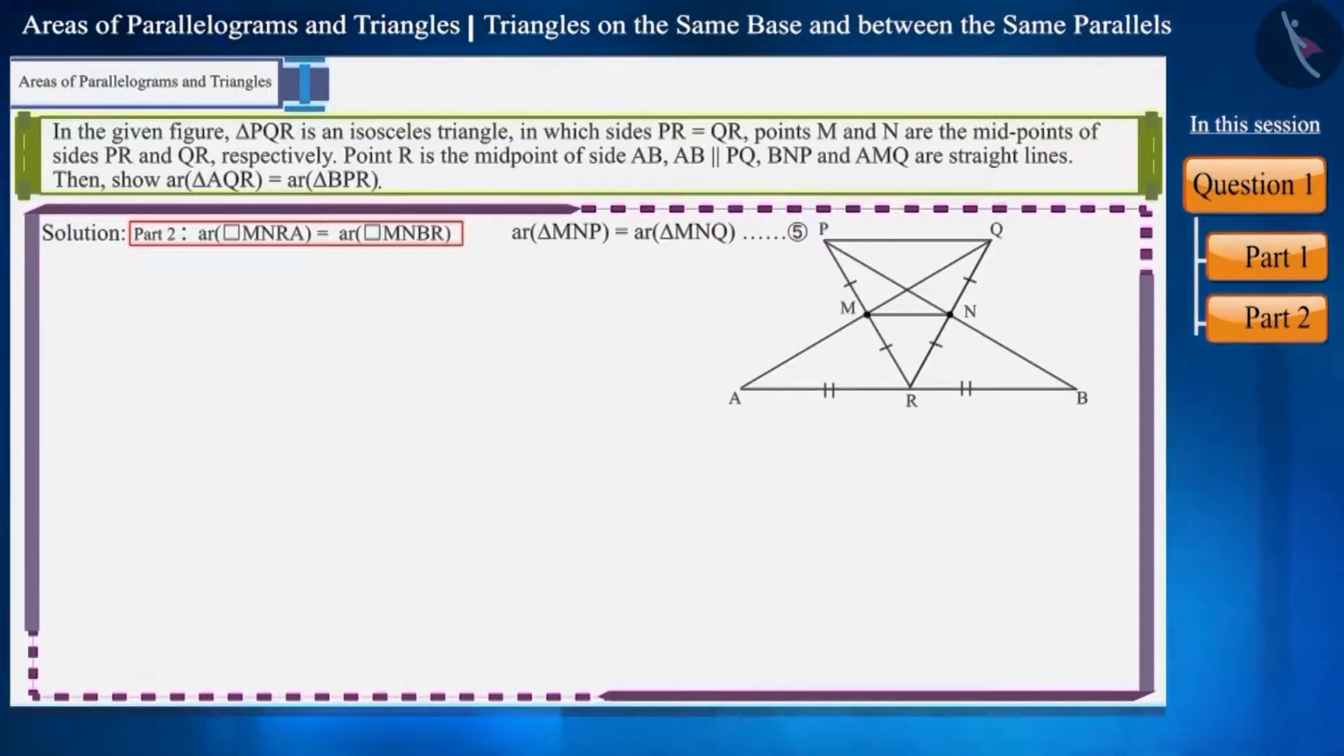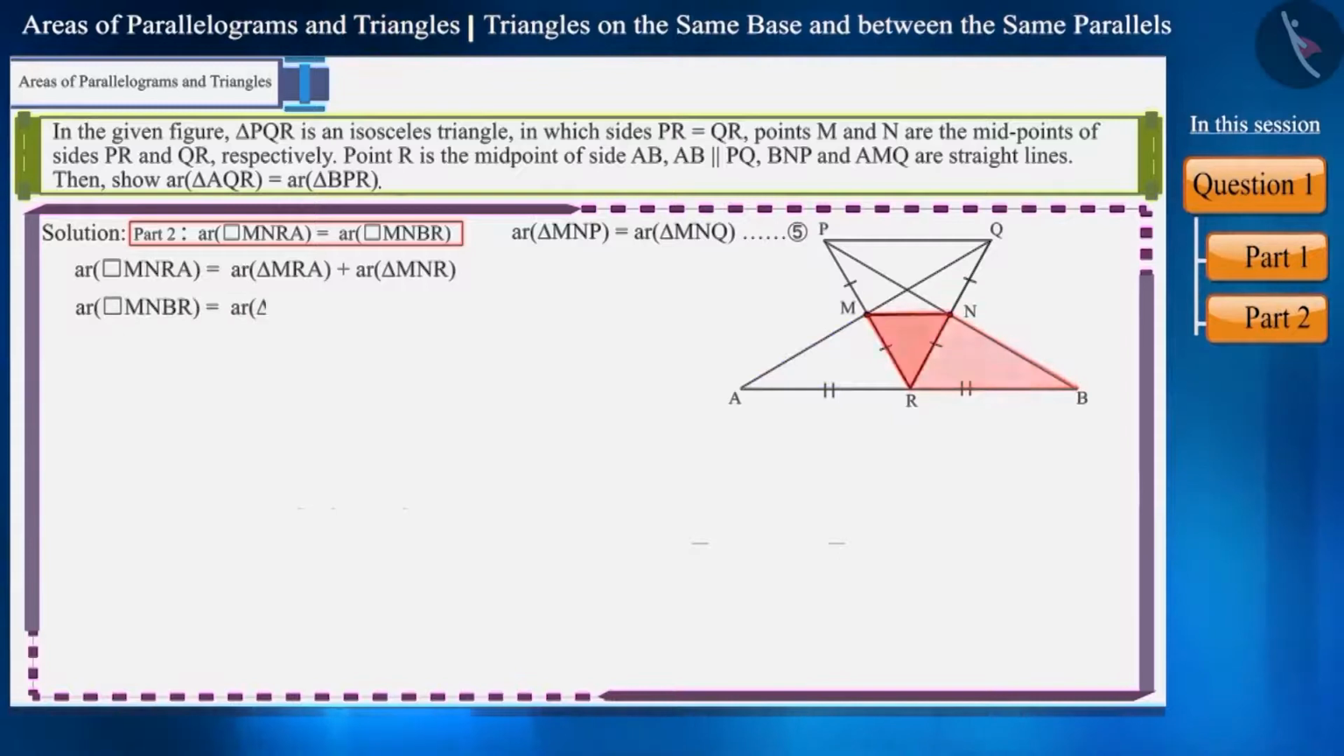Therefore, we can't use this theorem here. Friends, if you look at these two quadrilaterals carefully, then you will see that quadrilateral MNRA is made up of these two triangles and quadrilateral MNBR is made up of these two triangles. Here, triangle MNR is common in these two. So, if we prove that triangle MRA and triangle NRB are congruent, then we can say that the area of these two quadrilaterals is also equal.